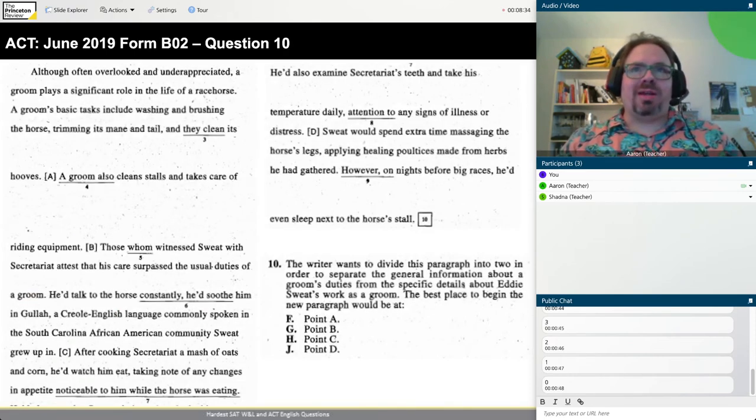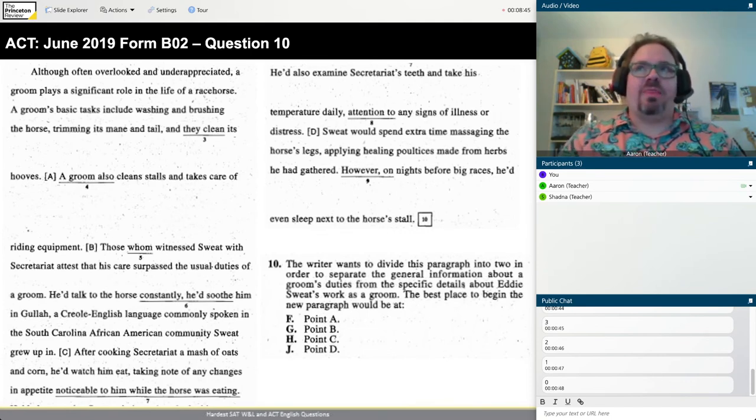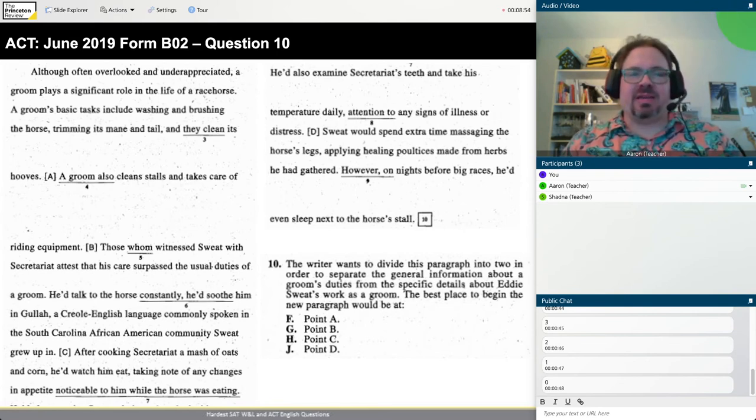Now, we're going to look at another question that's about consistency, but also about an entire paragraph, this time on the ACT. And this is definitely an example of a question that's much more common on the ACT than on the SAT. So we got this massive paragraph. I had to even put it on a second column because it just kept going. And we even got a long question. Now, the answer choices are obviously pretty short. Point A, point B, point C, point D, pretty straightforward there.